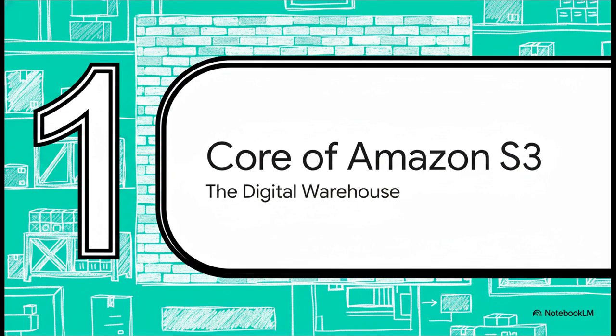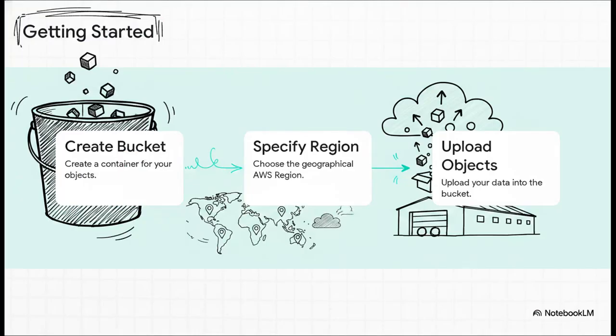Section 1. The core of Amazon S3. Getting started is actually a super straightforward three-step workflow. Step 1, you just create a bucket. Step 2, you specify the AWS region where you want that bucket to live, like Mumbai or Oregon. And step 3, you simply upload your data into that bucket as objects. It's a highly efficient way to get your operations up and running.